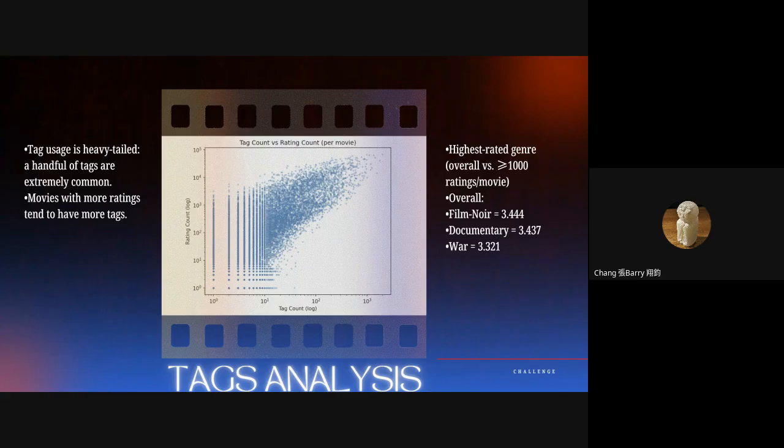So the big takeaway is this: tag usage is highly uneven, and there's a clear mismatch between user creativity and system-defined relevance. And of course, sometimes tags are just funny. Imagine if half of the tags for The Matrix were simply Keanu Reeves. Accurate, yes, entertaining, yes, but for recommendation, not very helpful. Okay.